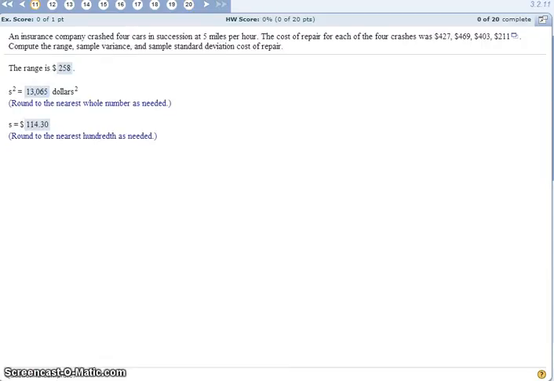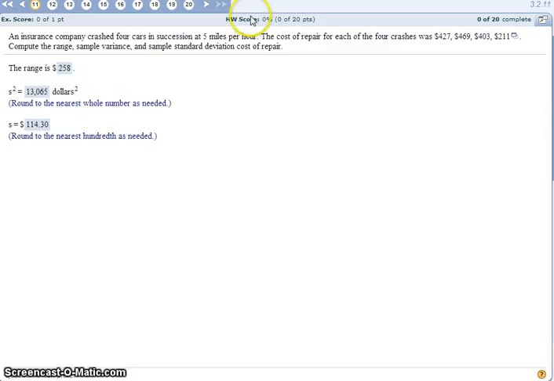For number 11, we're looking at some sample data, and we're looking for the range, standard deviation, and variance. And these are supposed to measure how spread out the data is. The bigger the standard deviation, the bigger the variance, the bigger the range, the more spread out the data is, and the smaller those numbers are, the more together, and all the numbers are going to be close to each other in the data.